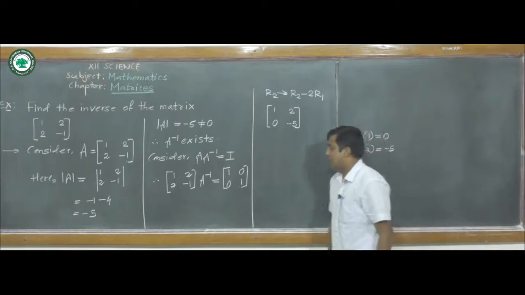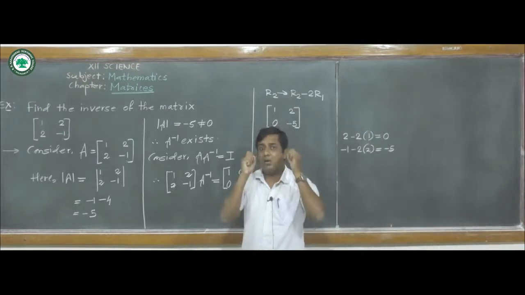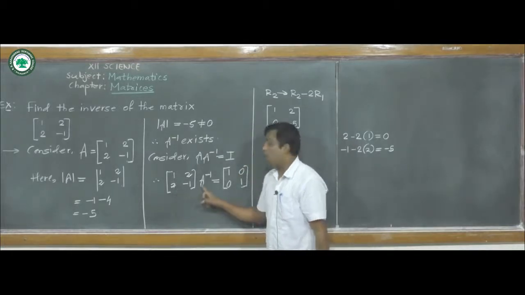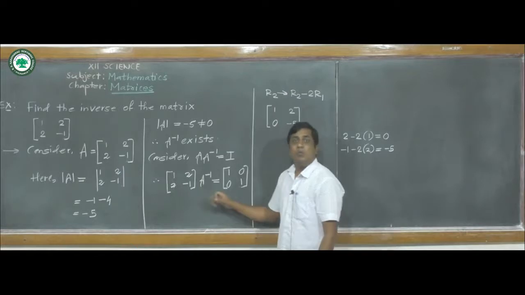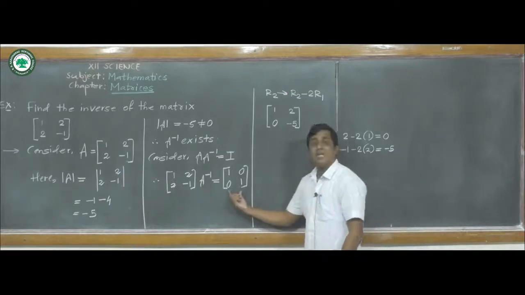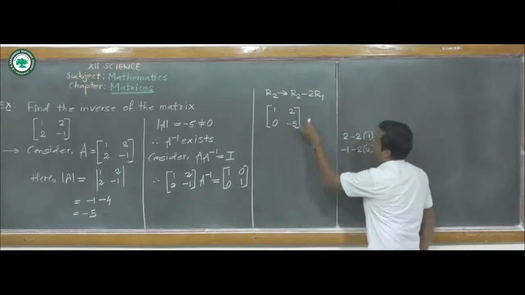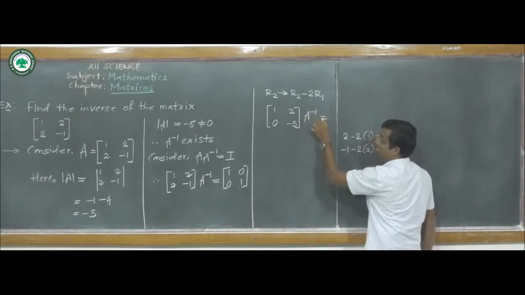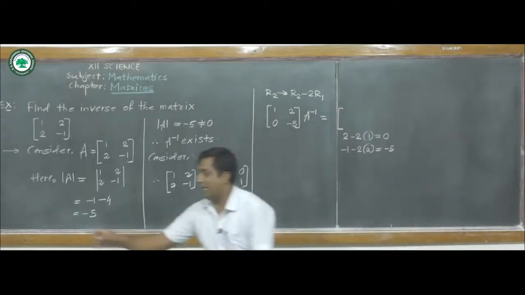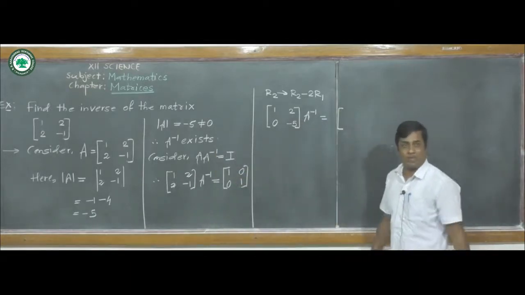Now remember, here we perform the transformation only on the prefactor, that is only on A, not on A inverse. And we perform the same transformation in RHS also. So here we keep A inverse as it is. Now this is equal to, here inside the matrix. Okay, now we perform the same transformation, that is same operation.